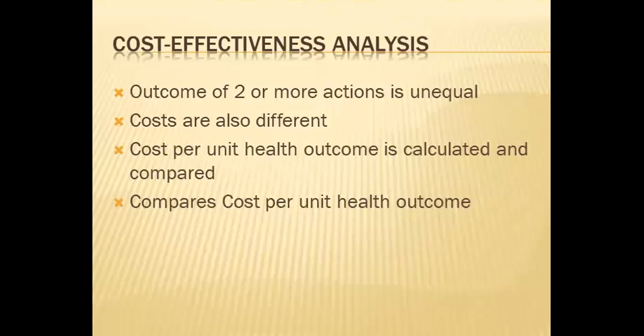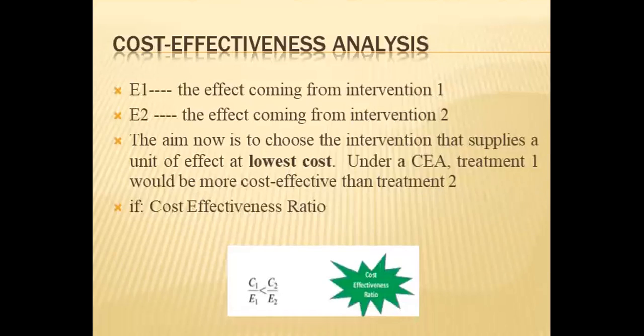In a cost-effective analysis, the outcome of two or more actions is unequal. Costs are also different. Cost per unit health outcome is calculated and compared. For example, E1 is the effect coming from intervention 1 and E2 is the effect from intervention 2. The aim is to choose an intervention that supplies a unit of effect at the lowest cost. Under cost effective analysis, treatment 1 would be more cost effective than treatment 2. Therefore, the cost effective ratios show whether treatment 2 is more cost effective than treatment 1.